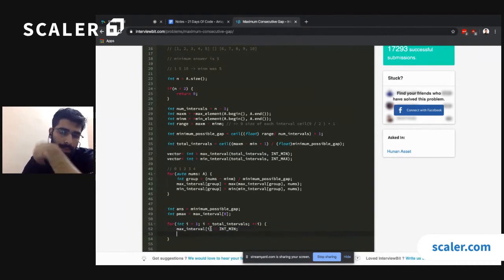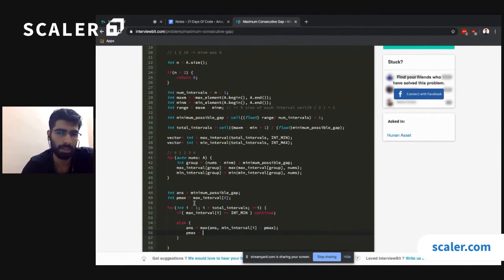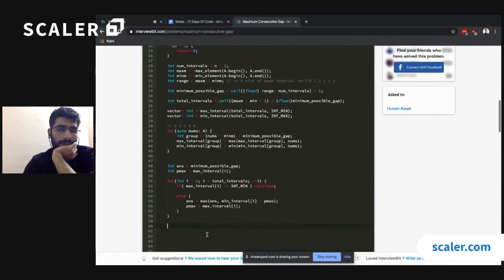In that case, I can say that if max interval of i is equal to int min, I don't have to consider it, as there is nothing here. I can just continue. Okay, else answer will be equal to max of answer, comma, min interval of this minus the previous max that we have, right? Yep. And then I will have to change the previous max to max interval of i. Yes, that should work. And I can return answer here.